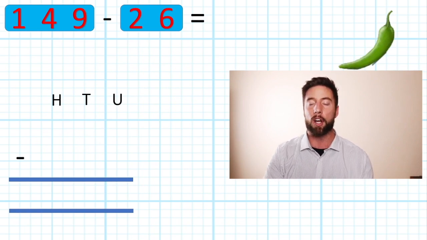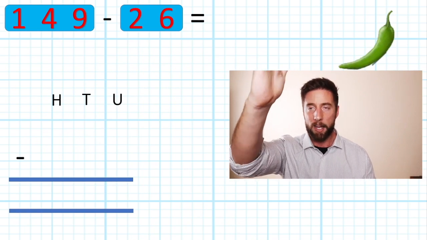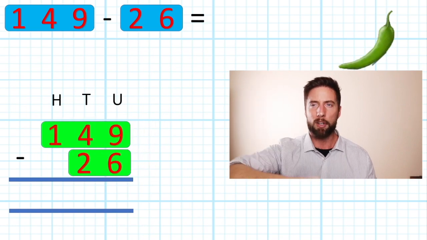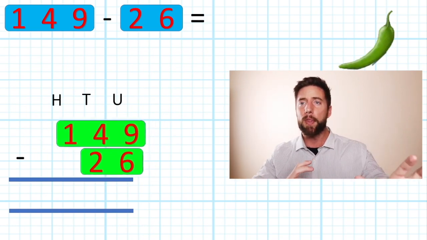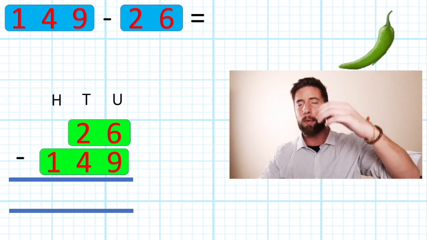But I know that I'm going to put my units in my units column, my 9 and my 6 in my units. I'm going to put them in my units column. But which way around do I put them? Do I put my 149 on top? Do I put my 26 on top?